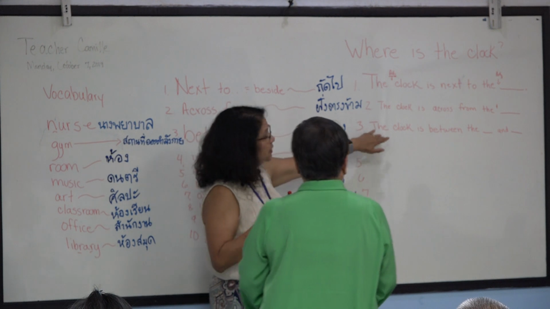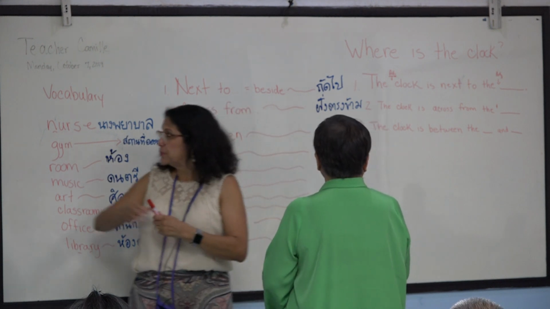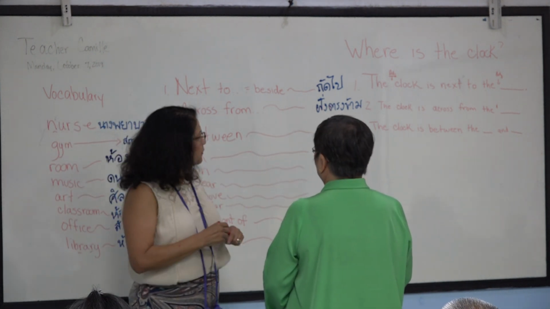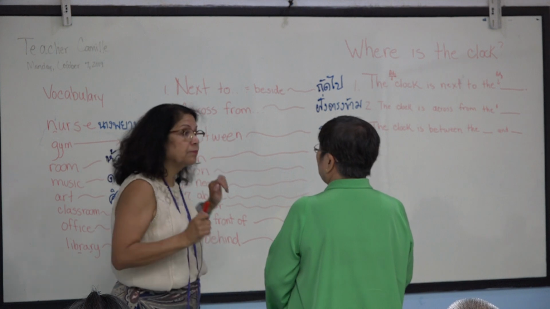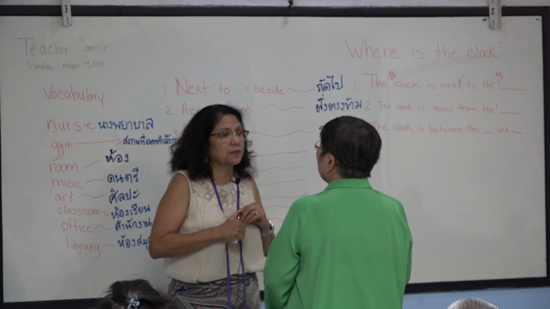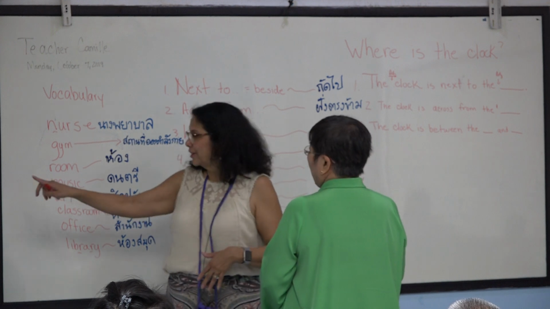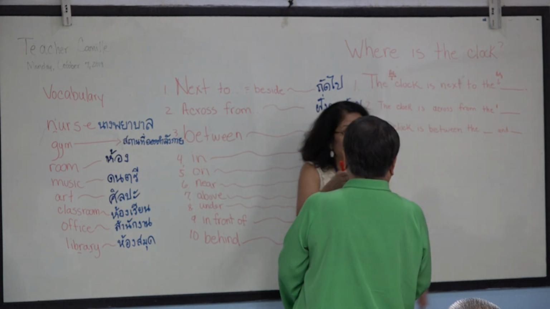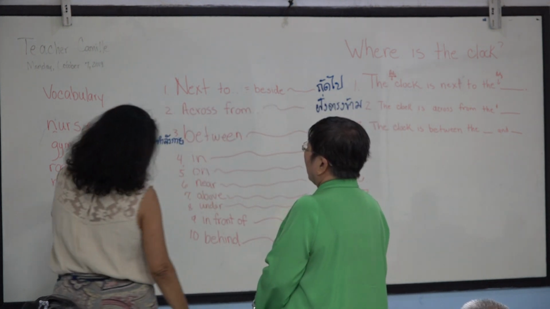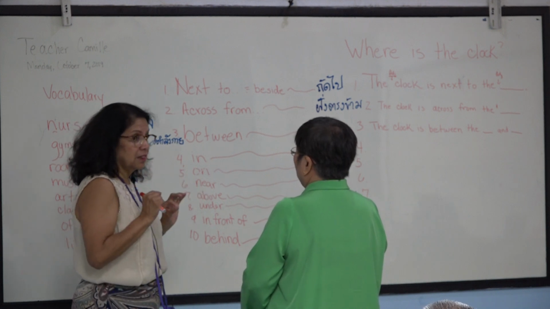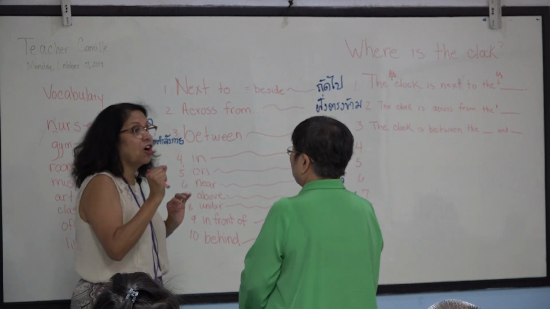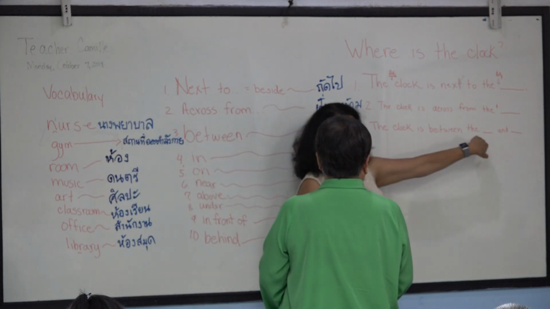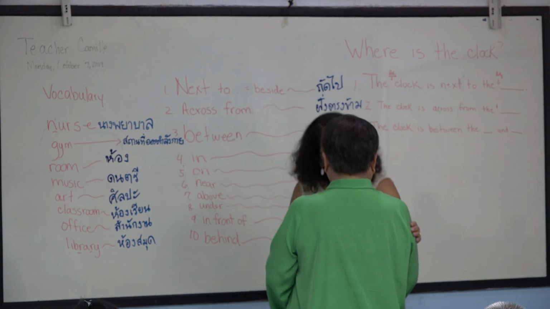And then how about the clock is between? This is hard because it's between this corner and that corner. That's hard. The clock is in the room. The clock is in the classroom or room. The clock is on the wall. So for us, we have to make sure we have the, is, the. Okay? So go ahead and write those down. Good job. Thank you.